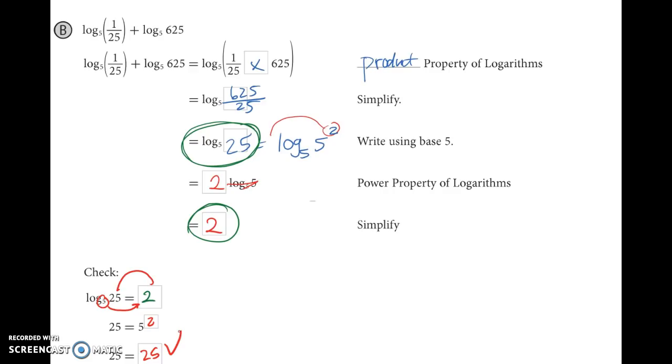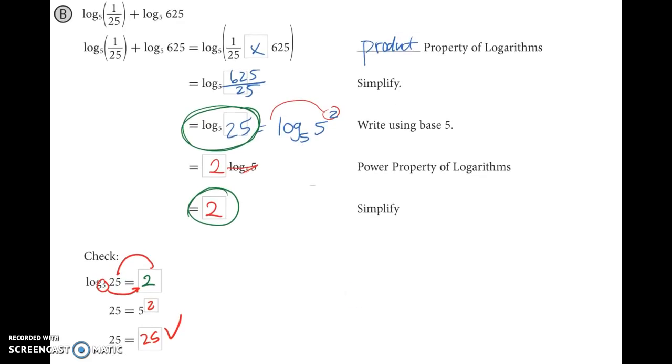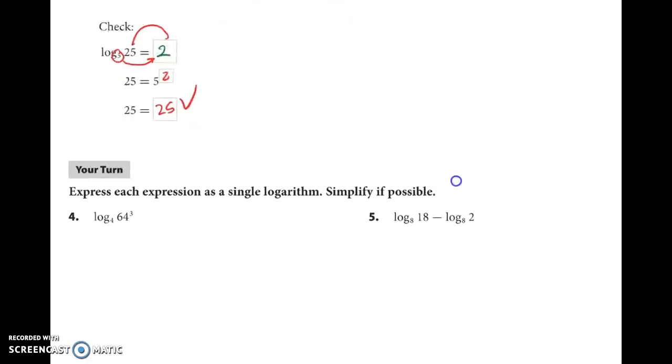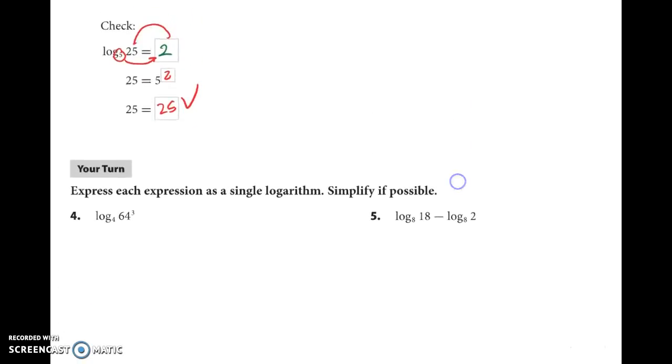Now, one thing I don't like that the book does is I feel like they make this lesson a little bit more complicated than it needs to be. So let's go ahead and try these and just try not to overthink it. Express each expression as a single logarithm, simplify if possible.